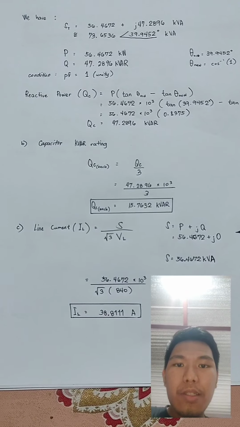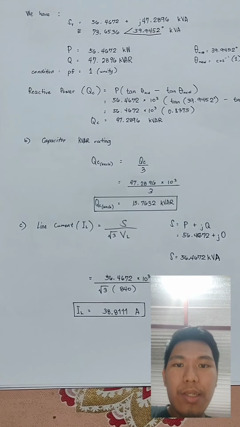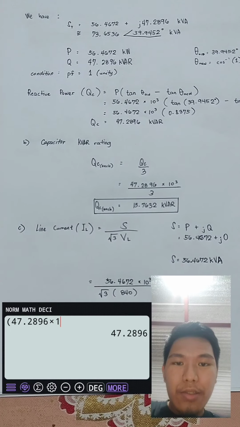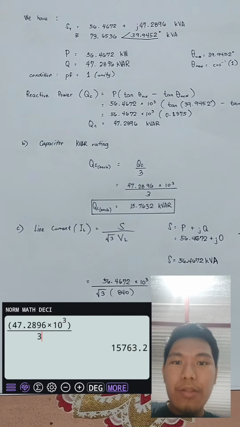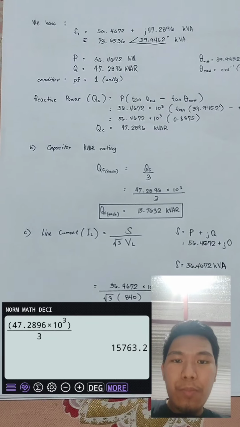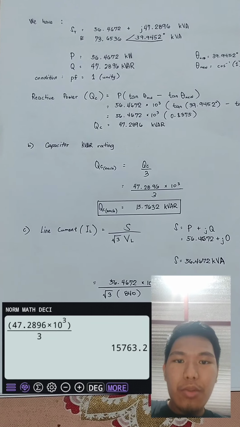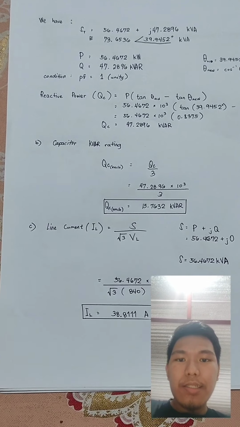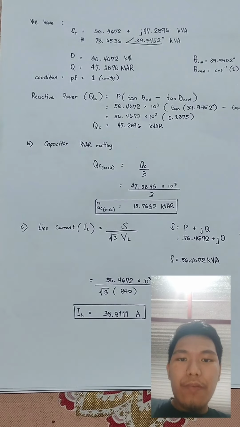QC equals QC over 3 equals 47.2896 times 10 raised to 3 over 3. Now, QC is equal to 15.7632 kVAR. To get the line current, IL equals S over square root of 3 VL.